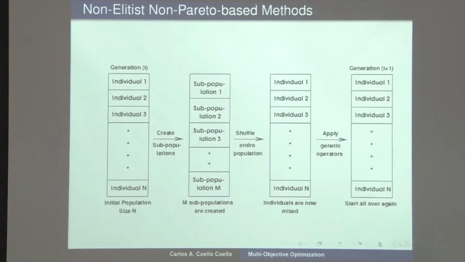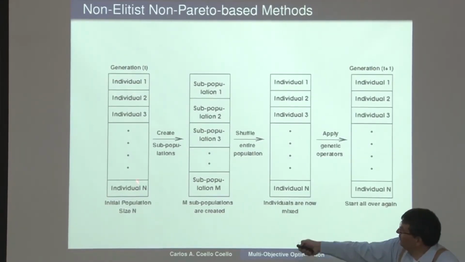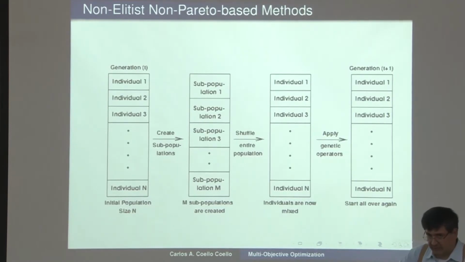So this is how it works. This is the population of a simple genetic algorithm. It's the same population. He creates as many subpopulations as objectives. Let's assume I have 2 objectives. I will create subpopulation 1 and subpopulation 2, dividing the population in half. I have 100 individuals, so 50 will go to subpopulation 1, the other 50 to subpopulation 2. Okay?